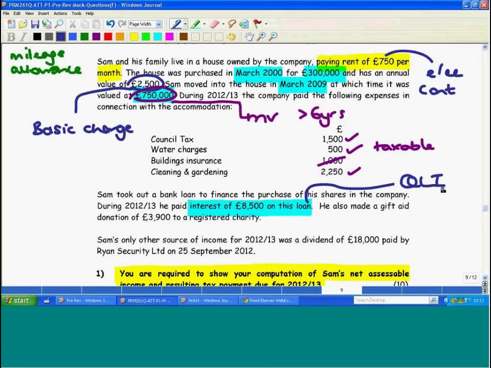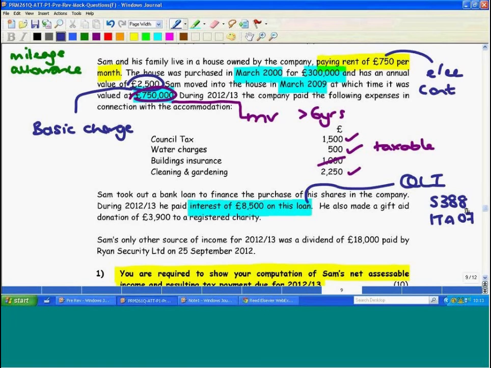Now, if you're unsure, qualifying loan interest, those are all listed in section 388 of the Income Tax Act 07. So if you go to section 388, from that point onwards, it lists out all the different types of qualifying loan interest. Those are the ones where, if you buy into a partnership, again, the interest that you're actually incurring is a deductible payment for tax purposes, so it's going to reduce your taxable income.